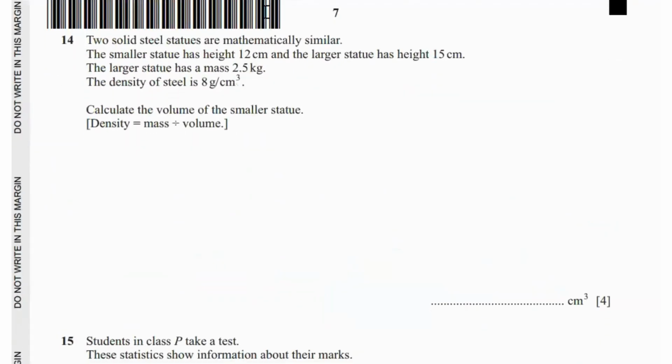Question 14 says two solid steel statues are mathematically similar. The smallest statue has height 12 centimeters and the largest statue has height 15 centimeters. The largest statue has a mass of 2.5 kgs. The density of steel is 8 grams per centimeter cube. Calculate the volume of the smallest statue.